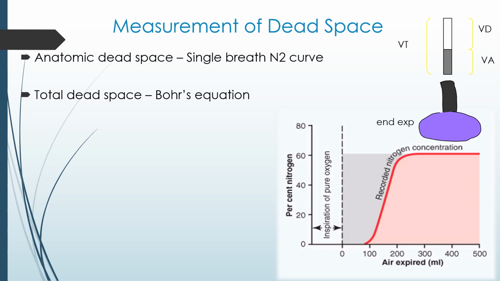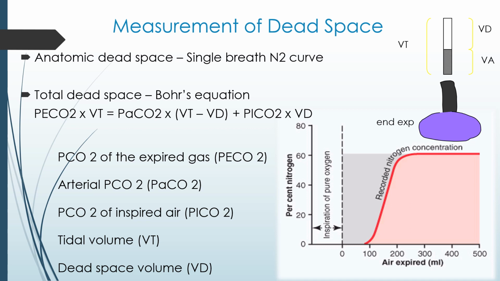Based on the Bohr equation, the physiological dead space, that is the total dead space, is measured. Using the formula, PECO2 is the carbon dioxide pressure in the mixed expired air, PaCO2 is the carbon dioxide pressure in the alveolar air, and Vt is tidal volume and Vd is the physiological dead space.